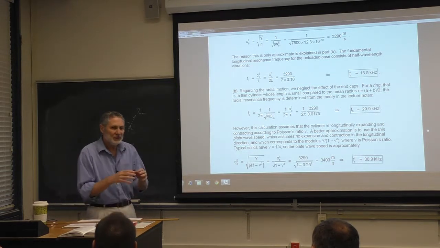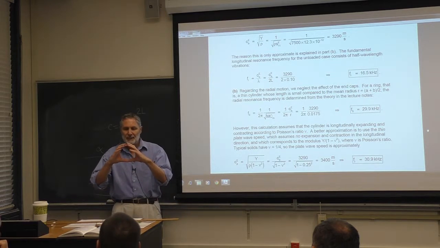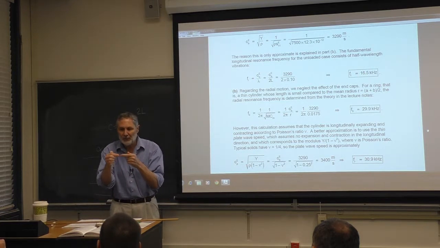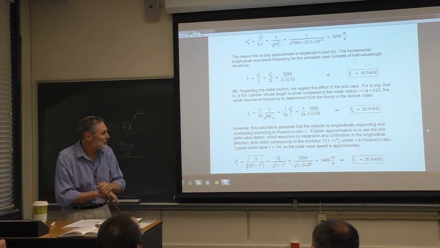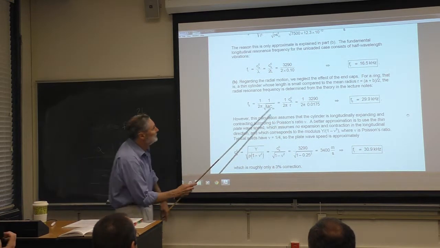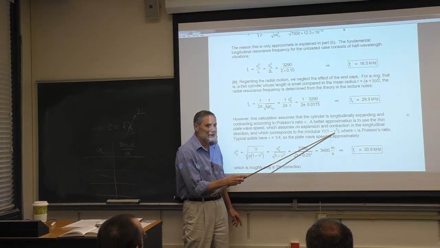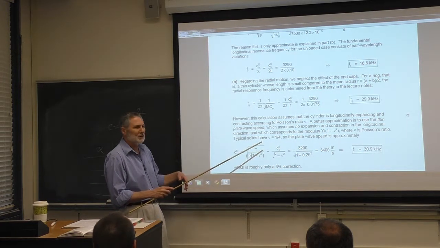What we want to deal with here is not a ring, but a plate. You want to think of this as if it were infinitely long, it would be unidirectional. There would be no strain in this direction. So we actually have an expression for that. The system becomes stiffer. So instead of Young's modulus, what you want to use is Young's modulus divided by 1 minus nu squared, where nu is Poisson's ratio.